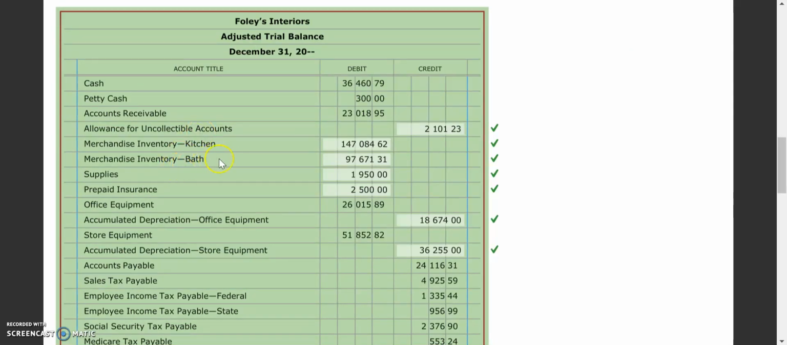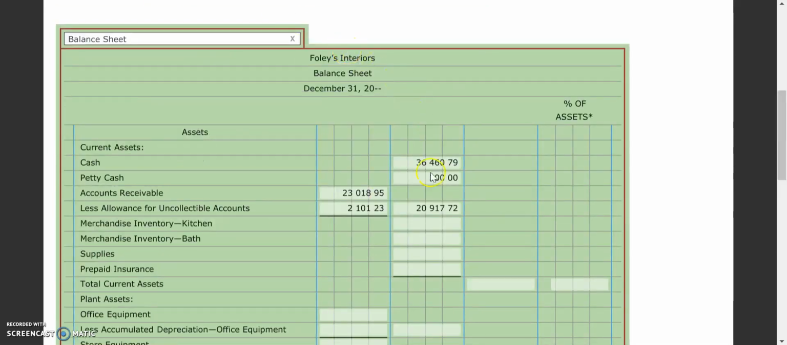And then we keep going with our merchandise inventory. Again, we're taking merchandise inventory, kitchen and bath, supplies, and prepaid insurance. So merchandise inventory for kitchen is $147,084.62. For bath, it's $97,671.31. Supplies are at $19.50, and prepaid insurance is $2,500.